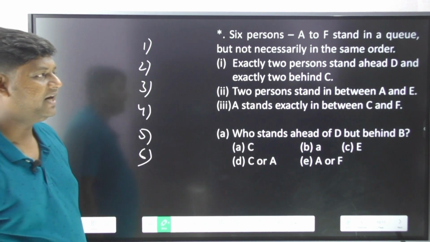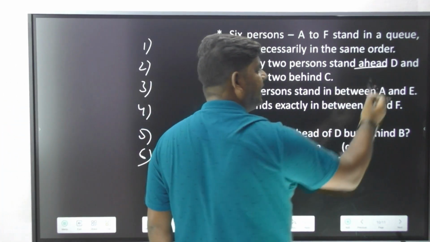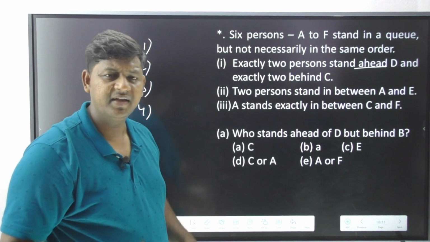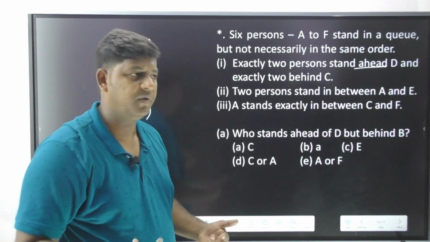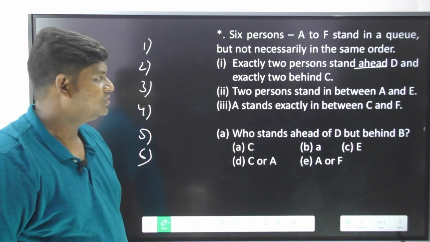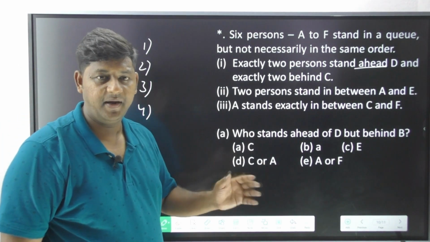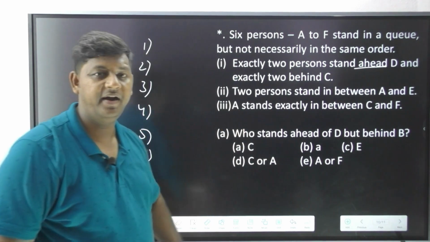Exactly 2 persons stand ahead of D. What do you mean by ahead? Ahead is nothing but in front or before. That is another synonym of in front or before. So exactly 2 persons, exactly, not more than, not less than. Exactly 2 persons stand ahead of D.